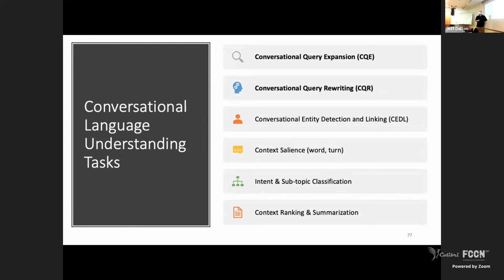I want to focus on some of the tasks, going beyond just modeling that history: what are we actually trying to do in that language understanding? There's a whole set of new tasks that conversational search presents to us. Conversational query expansion, again going back to maybe a summary of what the important words were in the previous turns. Conversational query rewriting, which is probably the most widely used approach. And there are others that I won't talk about: entity detection, context salience, intent classification, which often uses very straightforward classification approaches, and context ranking and summarization. You can read the book for some of those details.